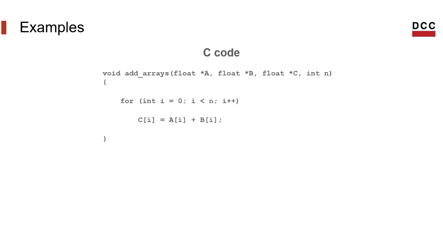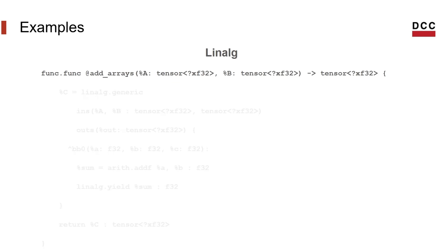We start with a simple C code, a function that adds two vectors and stores the result in a third one. We can actually rewrite it in Linalg. Linalg is a MLIR dialect, and in it we must first define a function that receives two tensors and return another one. And we do that because Linalg only operates over tensors.